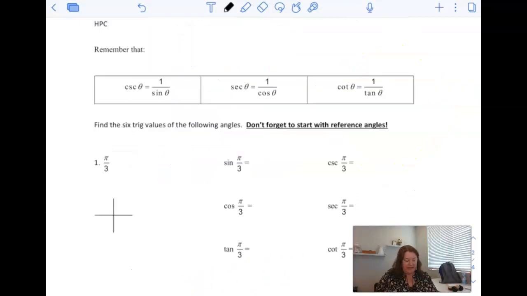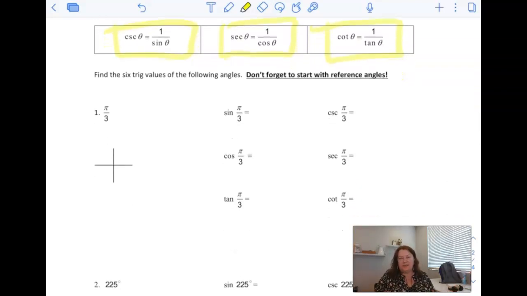So also looking at our reciprocal functions, remember that cosecant is just sine flipped over, right? The reciprocal. And secant is just cosine flipped over, and cotangent is just tangent flipped over. So we still have our reciprocal functions. So let's go and find all 6 trig values now using this knowledge that we know about the table.